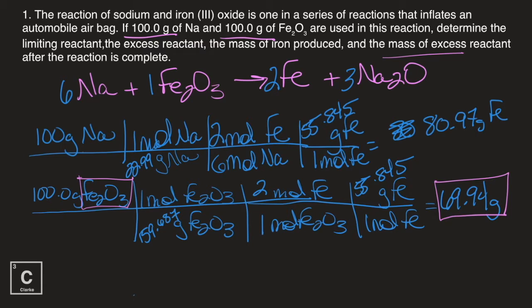Because as soon as iron 3 oxide runs out, the reaction will stop. So iron 3 oxide, that is our limiting reactant. How much product can be produced? That would be 69.94 grams of iron. We have not answered how much mass of excess reactant after the reaction is complete. That will require a third problem. Let me make some room.